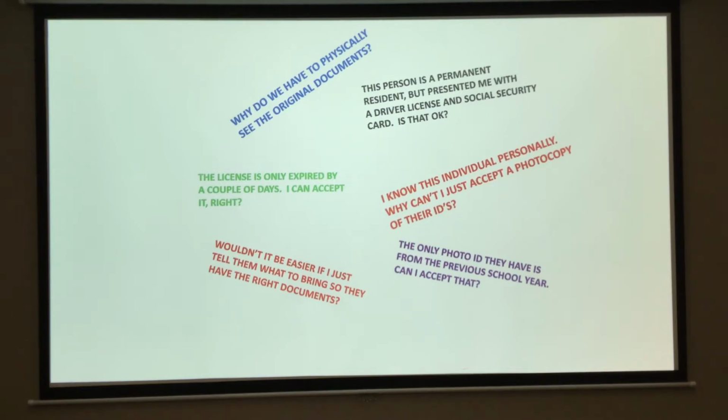And lastly, the person filled out Section 1 as a permanent resident. So this person is a permanent resident, but presented me with a driver's license and a social security card. Is that okay? The answer to that is yes. That is fine. They've attested to their citizenship status. They've provided their alien number on Section 1 as they should have. They have the option of presenting their driver's license and their social security card. That's perfectly and completely okay.